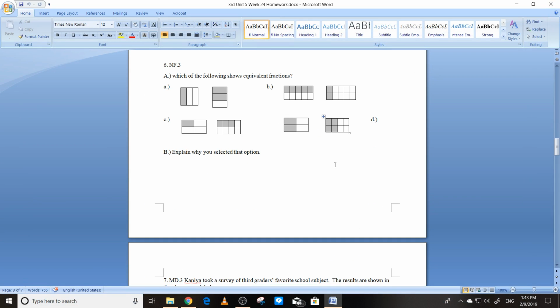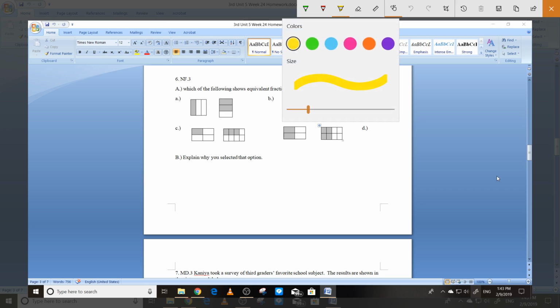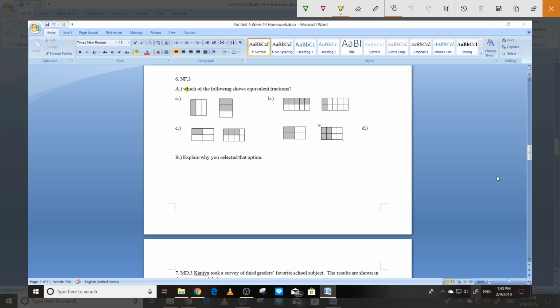Let's take a look at number 6. Number 6 says, which of the following shows equivalent fractions? So equivalent fractions means the two pictures represent the same value. Now let's take a look at A. One of the three parts is shaded, so the first one represents 1/3. The second one represents 2/3 because two of the three pieces are shaded.